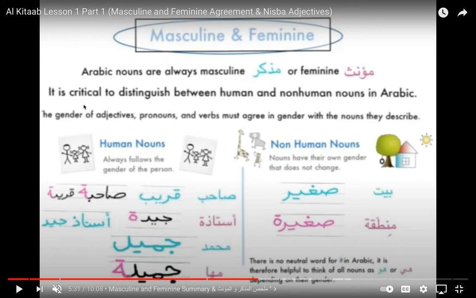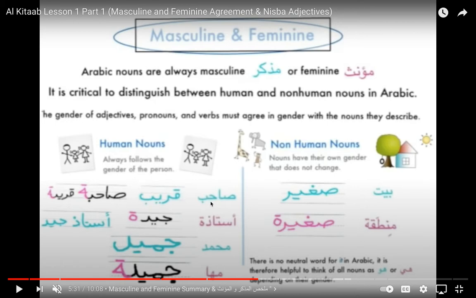It is critical to distinguish between human and non-human nouns in Arabic. Here, when we talk about non-human, I will focus more on things. So, the gender of adjectives, pronouns, and verbs must agree in gender with the nouns they describe. And we are going to explain all of this. So here, let's start with examples with human nouns.